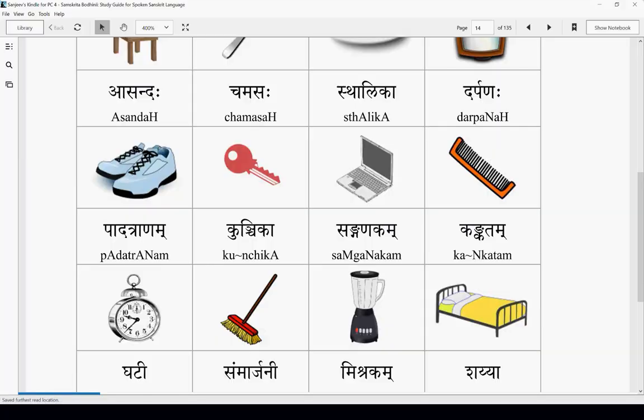Now coming back to these words here. Sanganakam, Kankatam. Is there any question about Kankatam? That is clear, right? And the Sanganakam, here I wrote it like this, but this should have been like this in the transliteration. However, pronouncing like this also is correct.